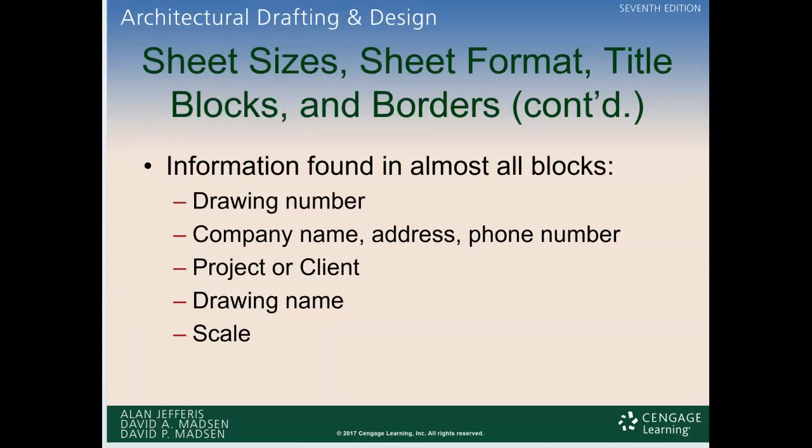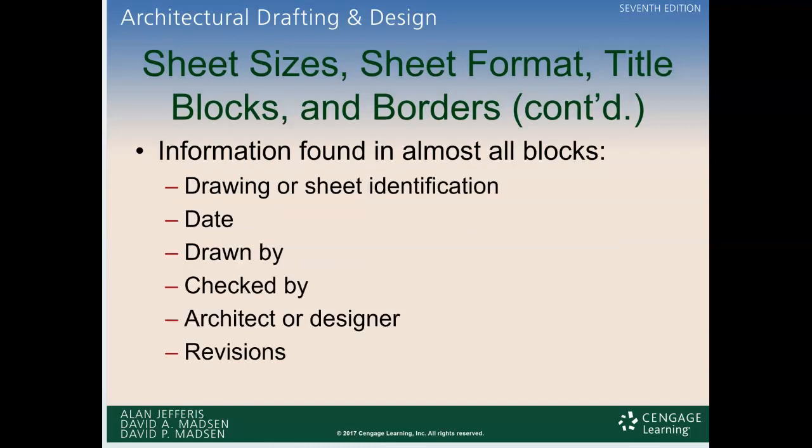As mentioned, mostly found on all of these blocks is drawing number, company name, address, phone number, project client, drawing name, and scale. So all the information of who's who of these. And there are different sheet sizes, information found on all blocks. It's going to have the date.